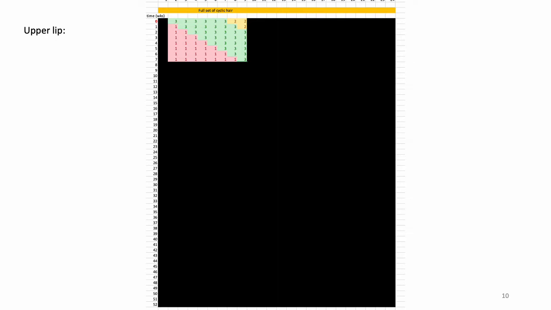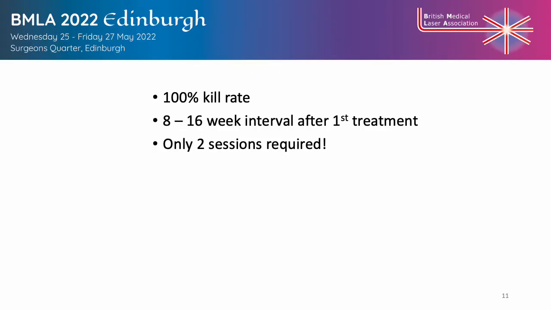Of course, that's assuming a 100% kill rate or efficiency. The reality is that we can't actually do that. But it does show that if we were able to be 100% efficient, then adopting an 8 to 16 week interval would result in only 2 sessions to kill all the follicles.